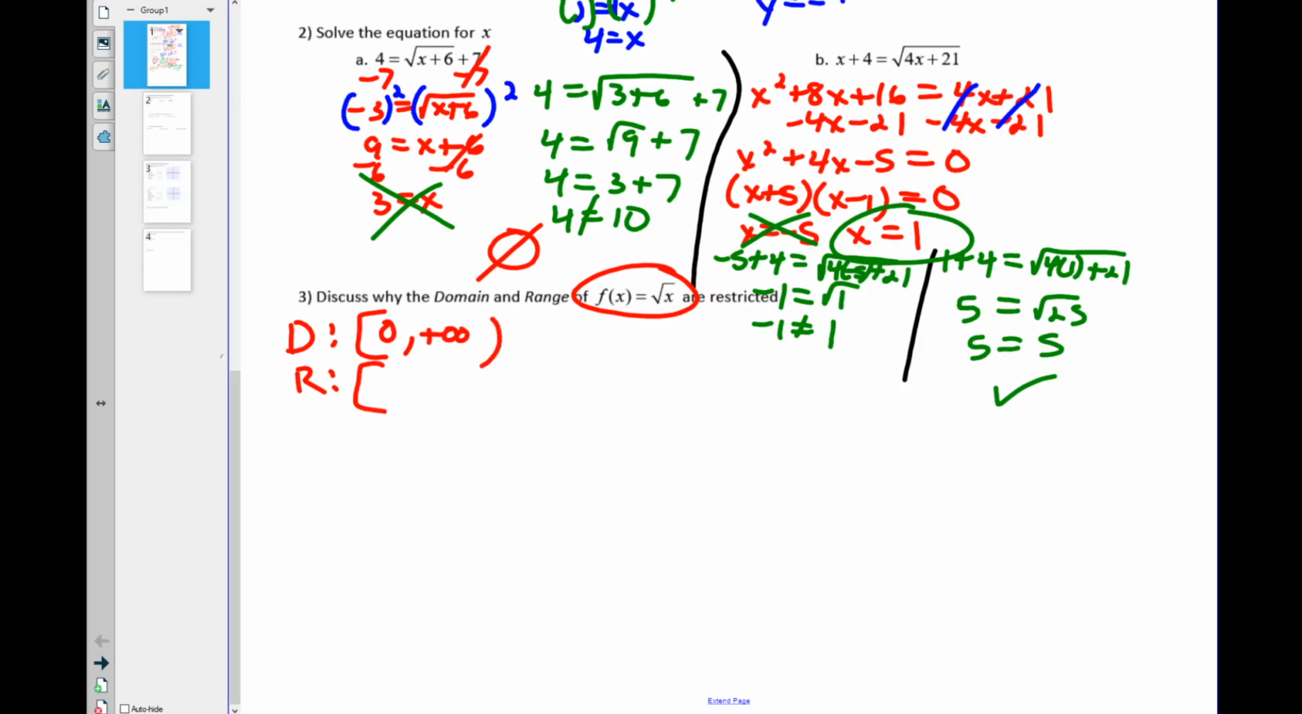And what would the range be? 0 to positive infinity. If you go on the Wayback Machine to your notes when I gave them out to you, you would see that if this is the coordinate plane, a square root function looks like that. It's kind of like half of a parabola, just without the other half. So now the question is why? Why is it restricted? Why don't I have a domain and range of all real numbers?